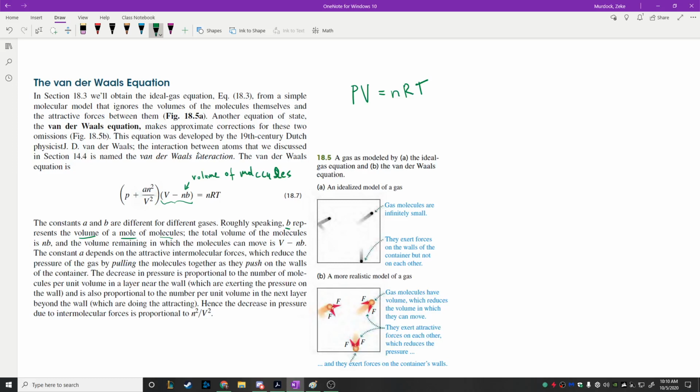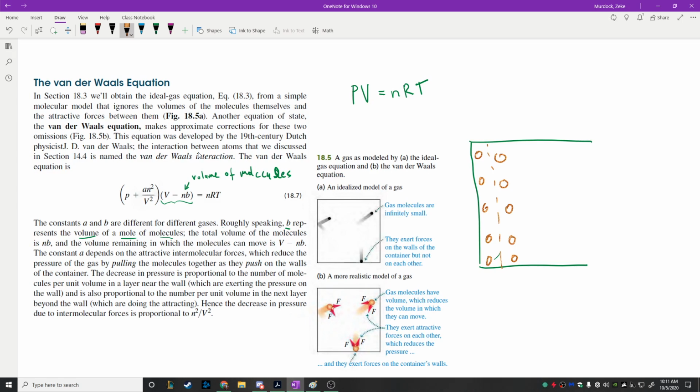The decrease in pressure is going to be proportional to the number of molecules per unit volume near the wall, which are exerting a pressure on the wall, and is also proportional to the number per unit volume in the next layer beyond the wall, which are doing the attracting. I don't know if that made sense, but basically within your container, you're going to have some molecules that are really close to the wall, that are creating pressure, and then another layer of molecules next to them. Now, it's never this simple, but it's just to give an idea of what's going on here.